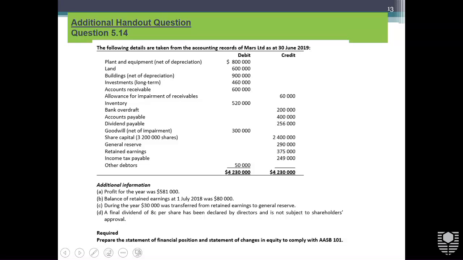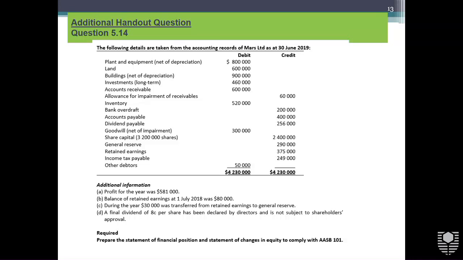So we've got profit for the year of 581, right? So we know that we have to do that within our statement of changes in equity. Our profit for the year needs to go in there. Our opening balance of our retained earnings on the 1st of July 2018, so make sure you fix that on your handout, was 80,000. So we've got part of our statement of equity there. We have to work through that. We have got a transfer of 30,000 from retained earnings to our general reserve, and a final dividend has been declared and it's not subject to approval, so we need to make sure we account for that. So let's do our balance sheet.